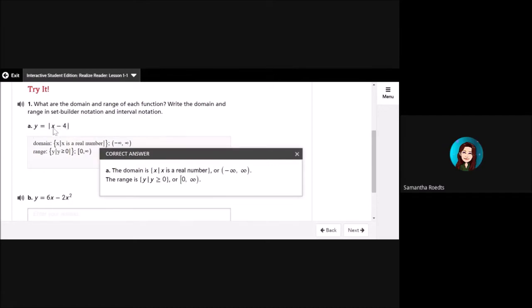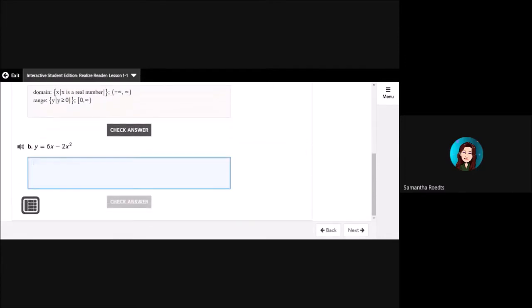Because my answer is an absolute value, my y value has to be positive, which is why y has to be greater than or equal to 0. All right, for letter B, I have y equals 6x minus 2x squared. So my domain is x, where x is a real number, which is like saying negative infinity to positive infinity. Of graph, your domain is going to be from negative infinity to positive infinity.